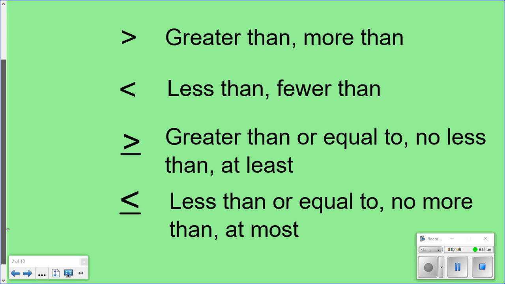And I would say it always costs me no less than $20 at Walmart. Right? That means it's going to cost me $21, $22, $23.